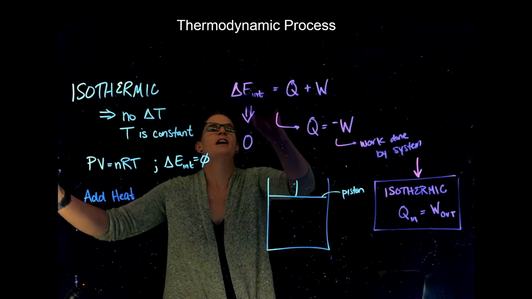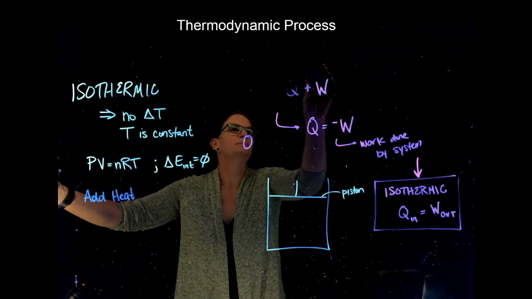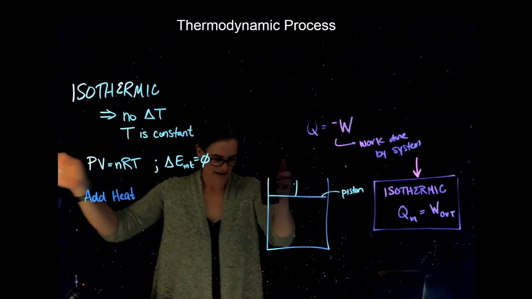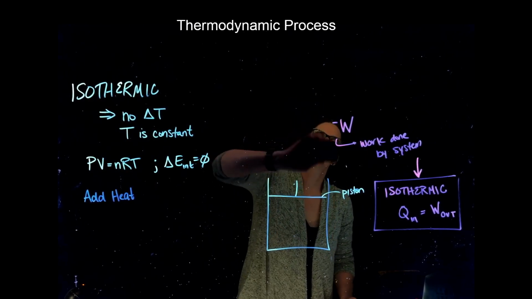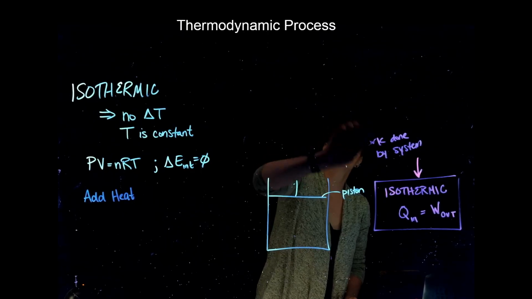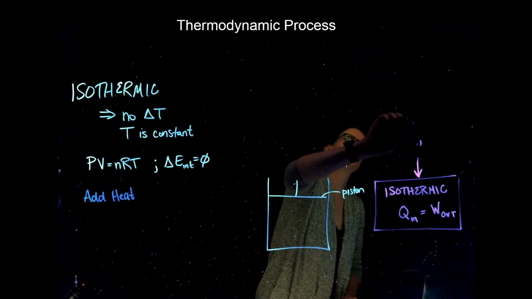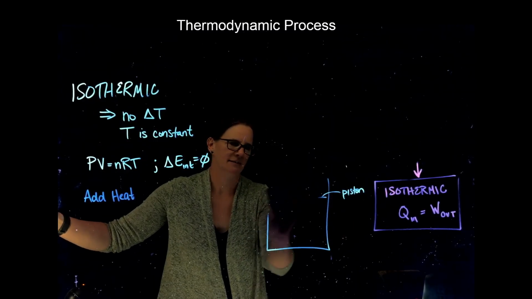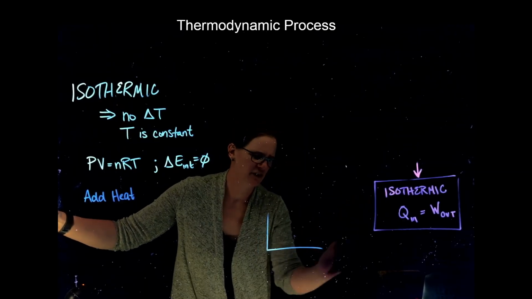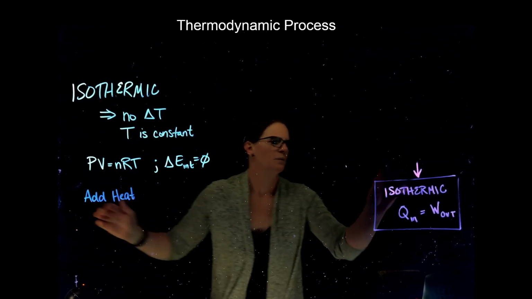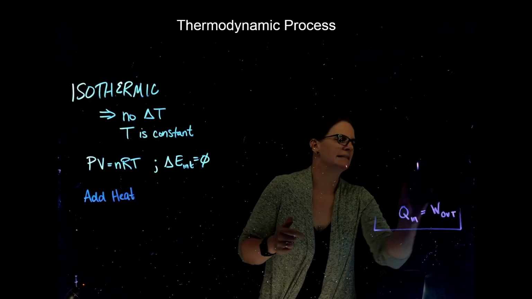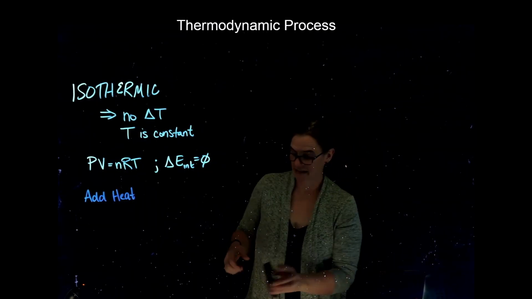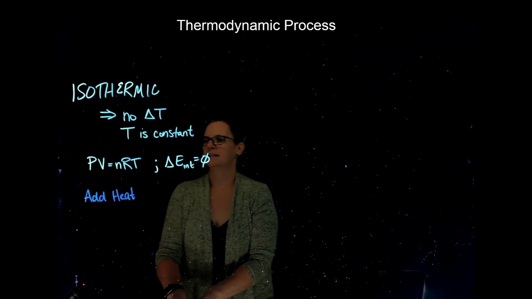The next one we're going to talk about is an adiabatic process. Now, an adiabatic process is something different. This is when no heat is allowed to enter the system. You might think, well, under what conditions can that happen, where no heat enters? A diesel engine is a really good example of that.